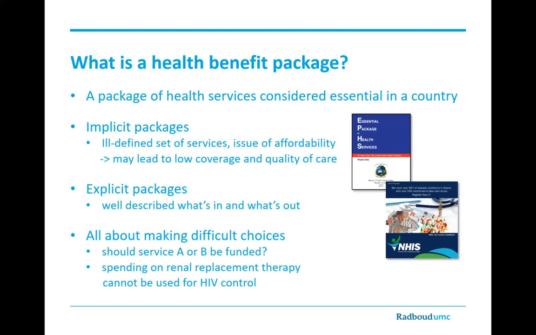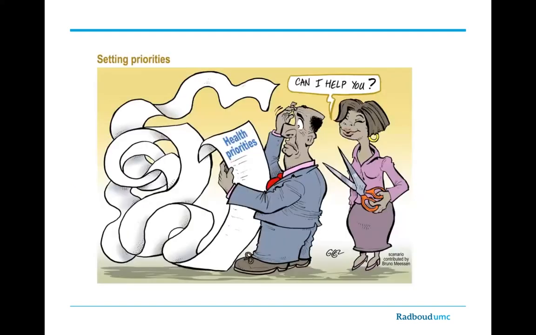One would aim for explicit packages which are better defined and well costed. So basically, the budget impact corresponds with the available budget. Right? And it's all about making difficult choices. Should service A or B be funded? Spending on renal replacement therapy cannot go to HIV control. And it's all there for you.